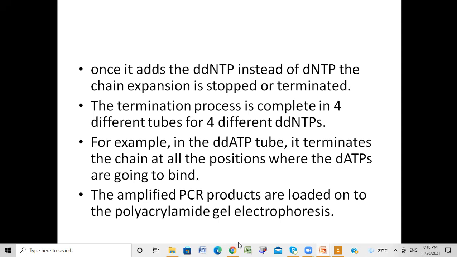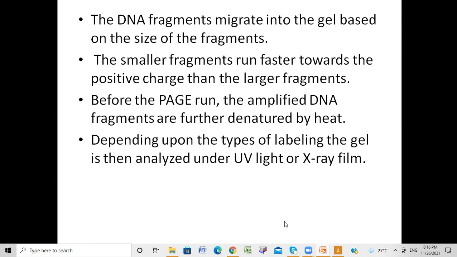So the amplified PCR products are loaded onto the polyacrylamide gel electrophoresis. The DNA fragments migrate into the gel based on the size of the fragment. That is the basis for the gel electrophoresis. The smaller fragments run faster towards the positive charge than the larger fragments. So PAGE means polyacrylamide gel electrophoresis.